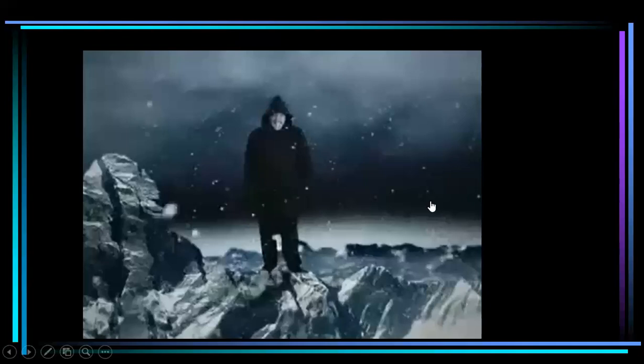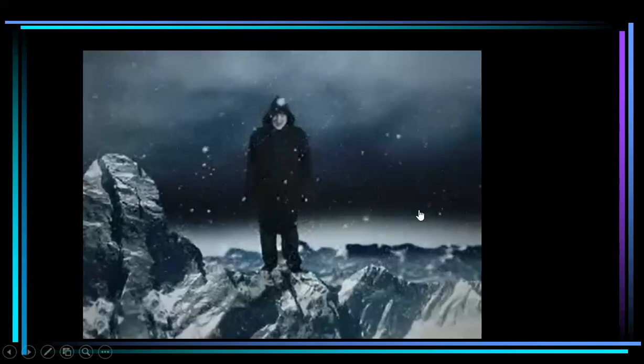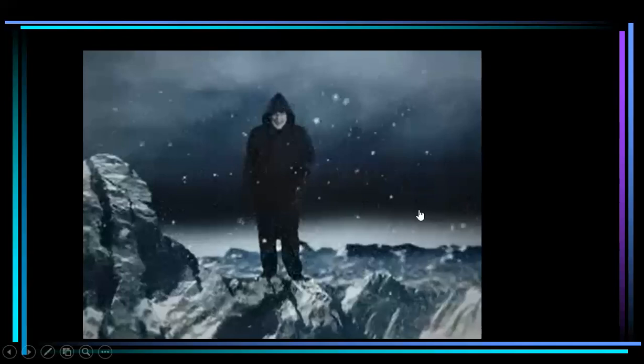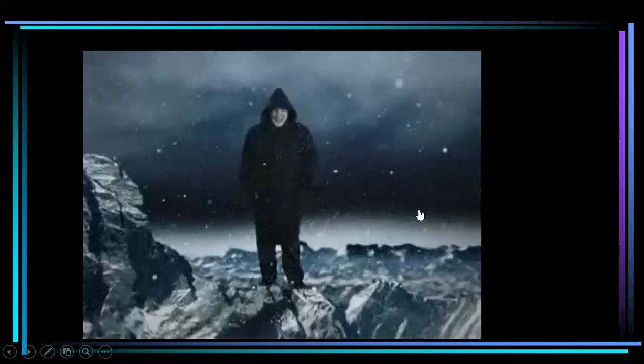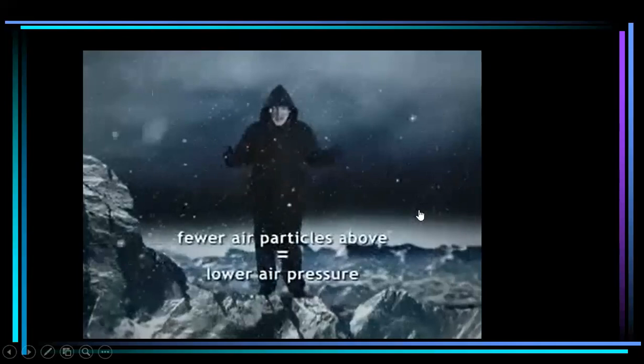On top of Mount Everest in the Himalayan mountains, the altitude is 29,028 feet. That is about 5.5 miles high. The air pressure is so low that people who climb Everest usually need to have extra oxygen with them. Woo, I could use that myself. Once again, you have a lower pressure than at sea level because there are fewer air particles above.